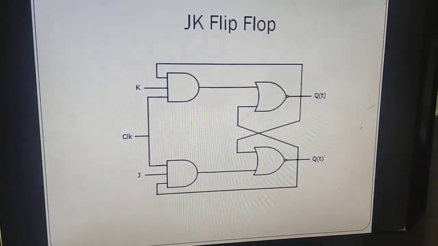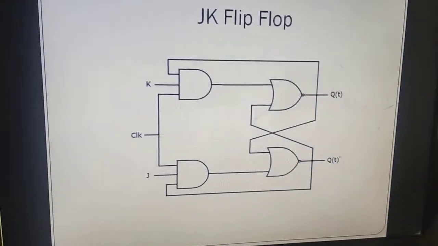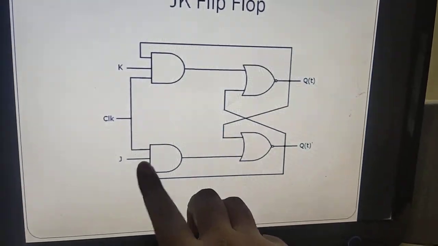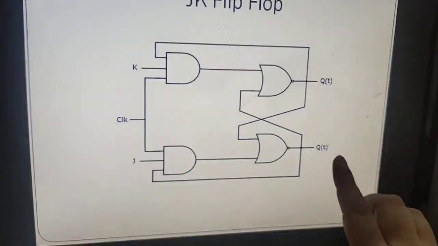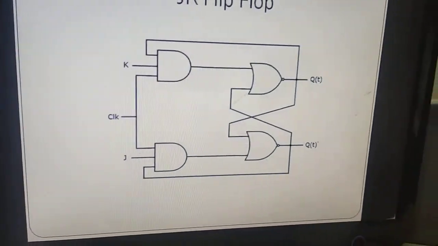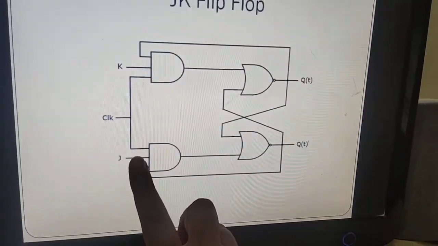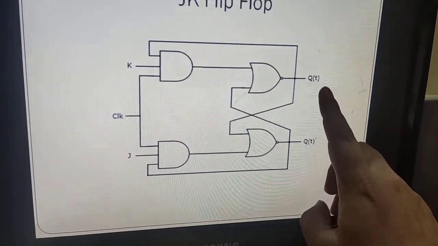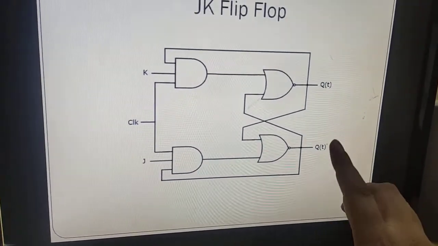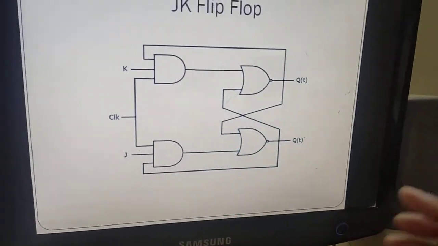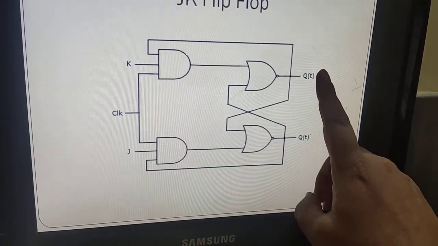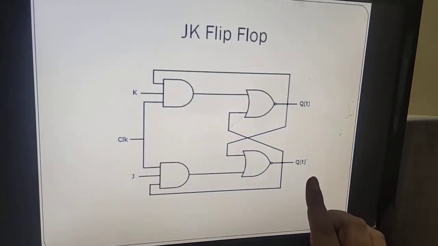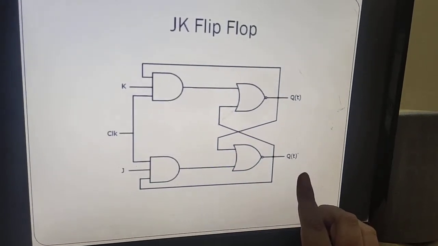Let us go back here. Now when J is equal to 1, K is equal to 0, Q(t) will be equal to 1 and Q bar(t) equal to 0. How? Let us see. Take J equal to 1, K equal to 0, clock equal to 1. Take the previous value, because we are going to give a new value here, so we have to keep track of your previous value. So take Q equal to 0, Q(t) bar equal to 1.